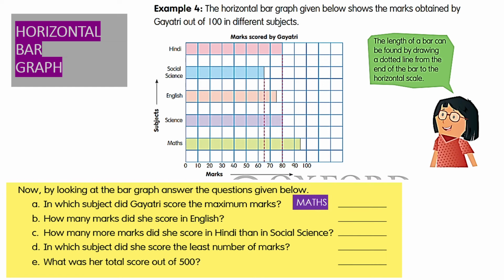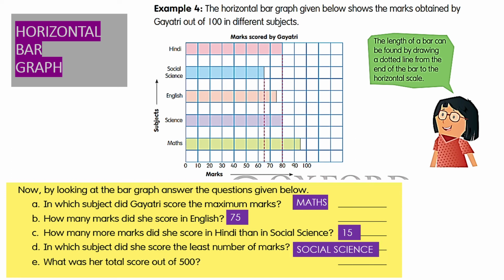How many marks did she score in English? In English, it is between 70 and 80, which means it is 75. How many more marks did she score in Hindi than social science? In Hindi, she scored 80 marks. In social science, she scored 65 marks. So you have to subtract 80 minus 65, which is equal to 15. In which subject did she score the least number of marks? In social science, she scored the least, 65.